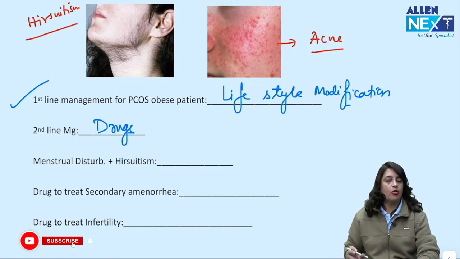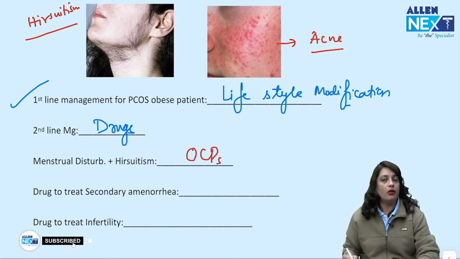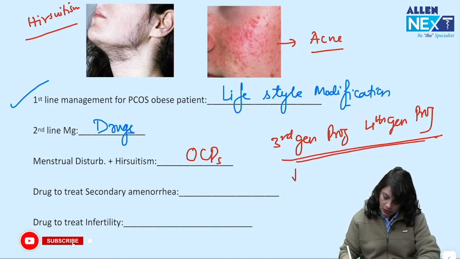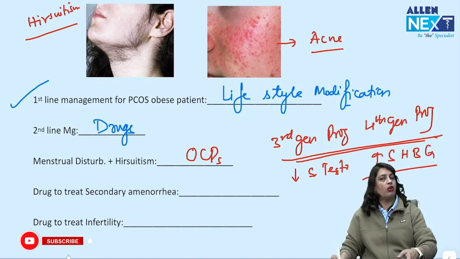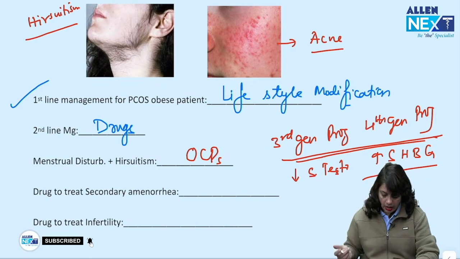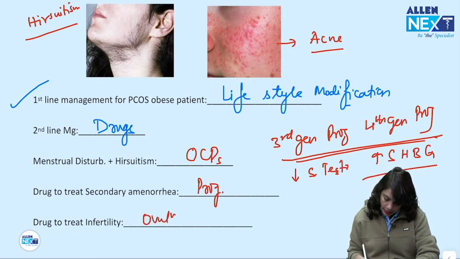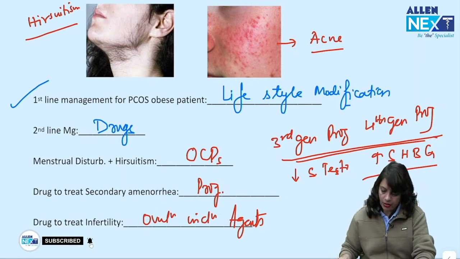It is drugs. So, menstrual disturbance plus hirsutism, what is the preferred drug? It is OCPs. Now, in the OCPs, third generation or fourth generation progesterone is preferred because they decrease the free testosterone levels by increasing sex hormone binding globulin. So, there is no free testosterone available to cause hirsutism. Okay. Drug to treat secondary amenorrhea is progesterone. Drug to treat infertility is ovulation induction agents. Okay, so remember.